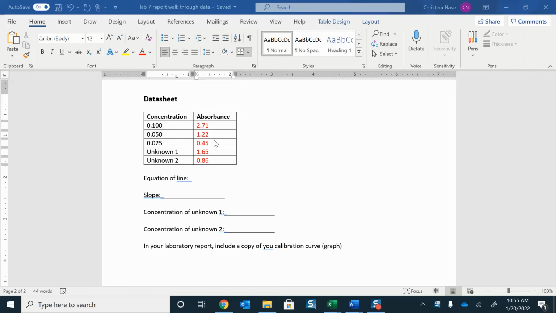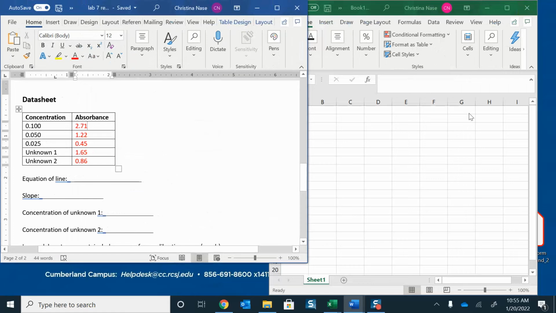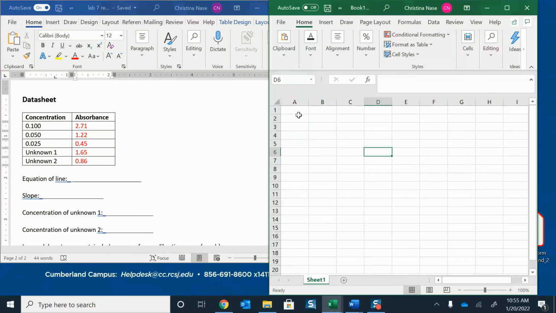And this is very similar to what you did in the pre-lab. So we're going to make our calibration curve, and then we're going to use the slope and the intercept from that line, the best fitting line, to help us figure out what the concentration would be for these two unknowns. So I'm going to open up Excel here, and I'm going to type in my concentration and absorbance data.